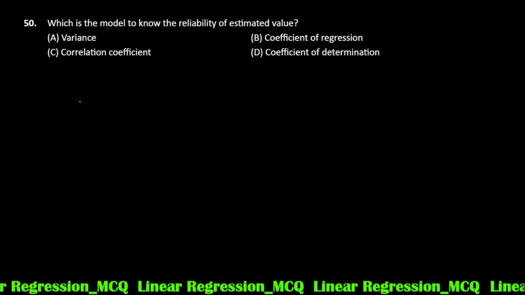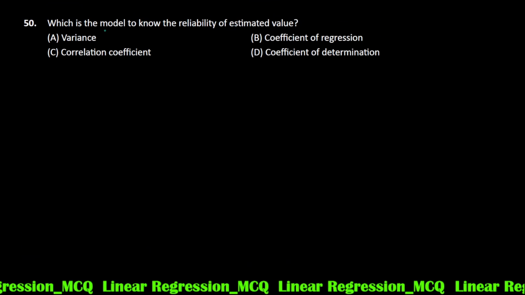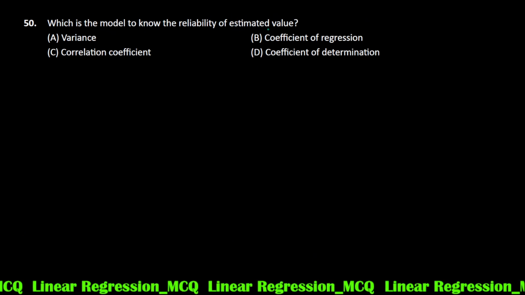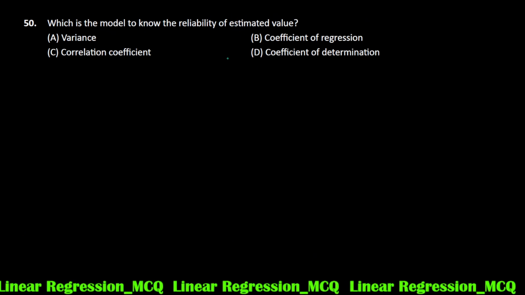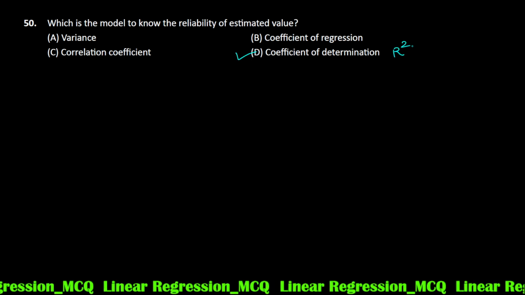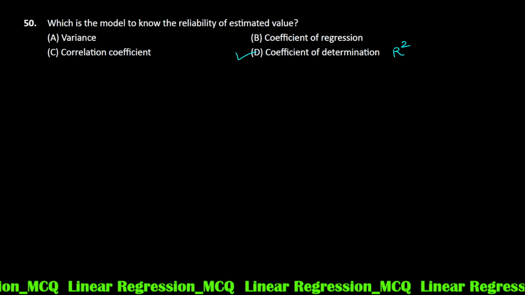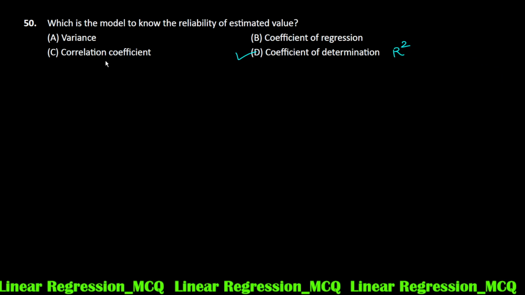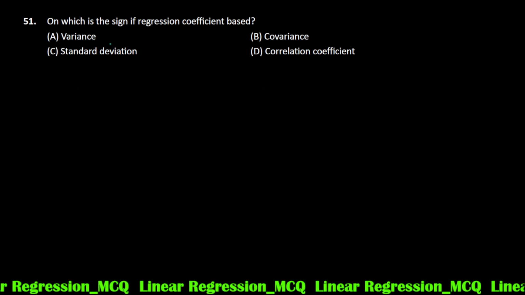Question number 50. Which is the model to know the reliability of estimated value? Okay, coefficient of determination, we discussed r square in many questions earlier. From r square we can know whether the model is advisable to use or not. Option D is correct.